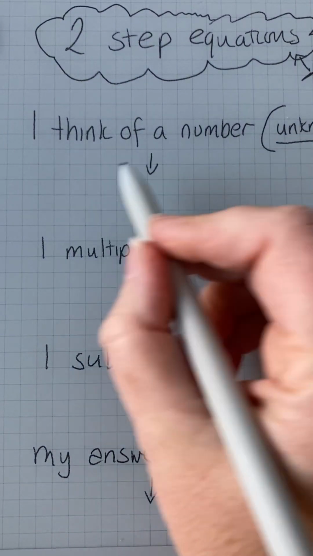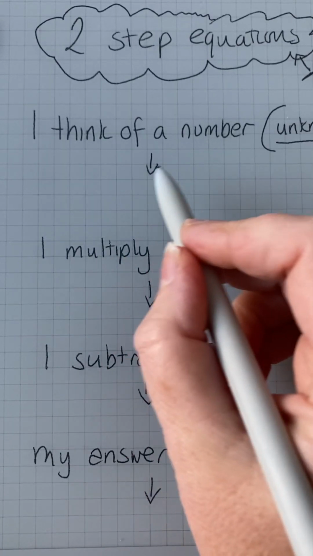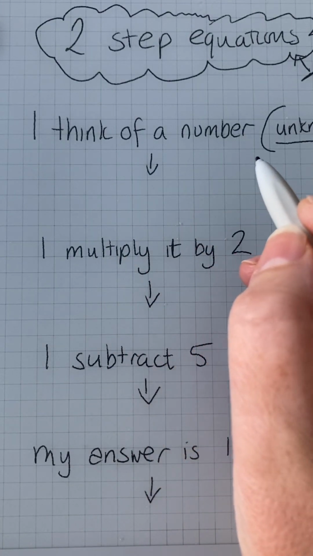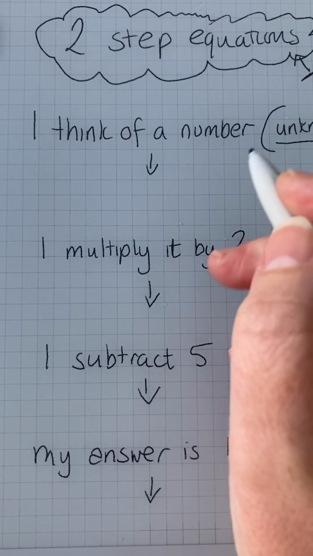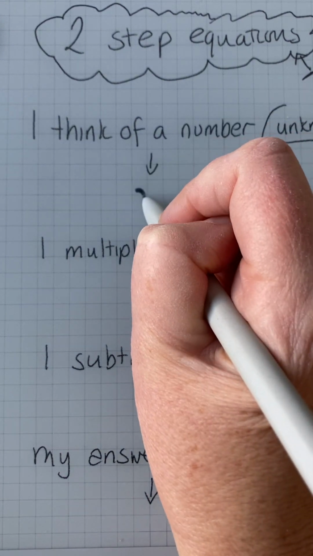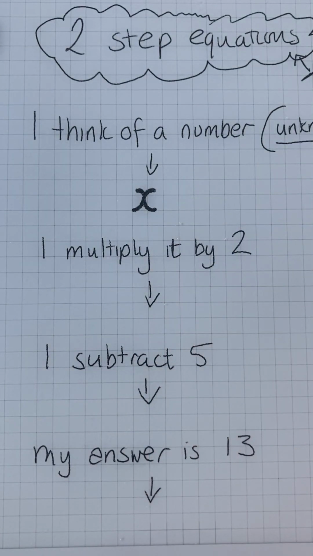So if you think of a number, or somebody else has thought of a number, I know in our class we had Ellie thinking of a number and she had kept that number in her head. Then we can represent that number by any letter. We're going to pick x today. So that number that you don't know, it's an unknown, is going to be x.